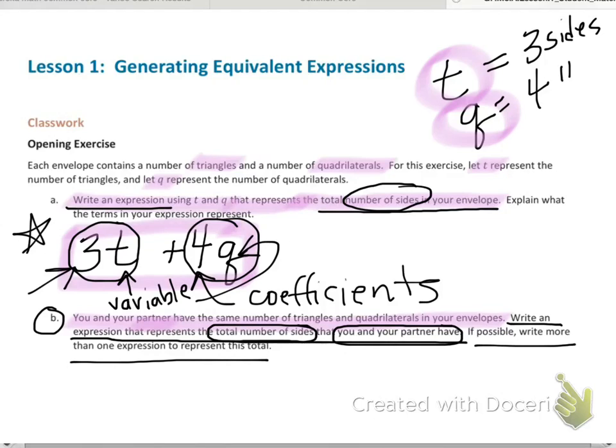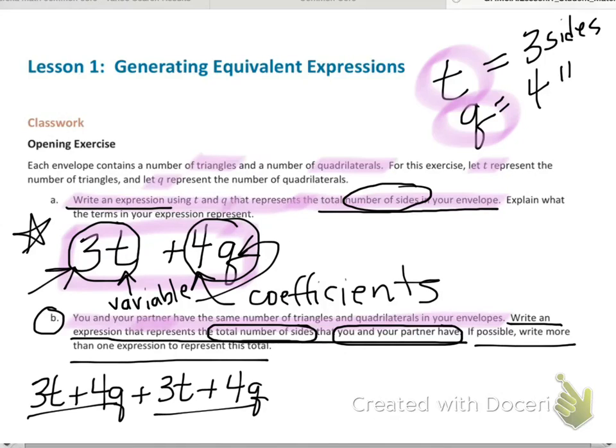Okay, so as I mentioned, there were a number of ways to write this up, and I was thinking of 3 ways in particular. The first way, which may have come to you, was simply to put 3t plus 4q plus 3t plus 4q. You could have done that because this would represent your sides in your envelope, and this would represent your partner's. That would be pretty simply done.